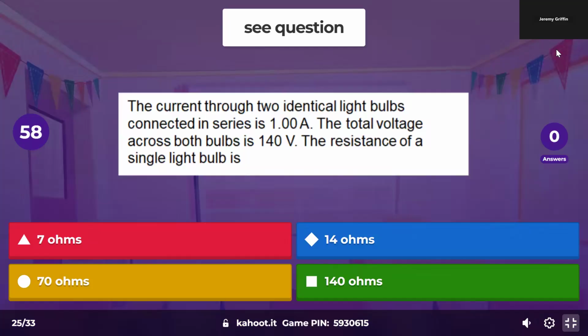The current through two identical light bulbs is 1 amp. The total voltage is 140 volts. What's the resistance of a single bulb?